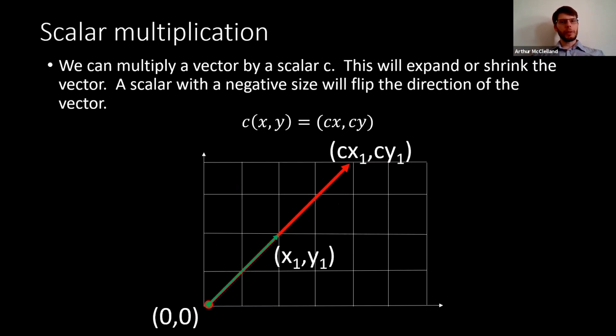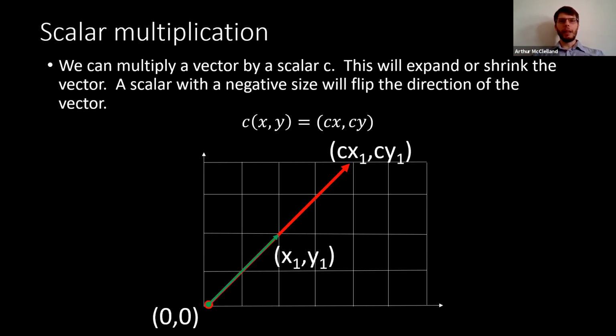We can do scalar multiplication of vectors. If we have our green vector x1, y1, we multiply it by some scalar c. A scalar is just a number, remember? So if we let c equal 2, we go from the vector being 2, 2 to the vector being 4, 4. And if we're doing it algebraically, we just multiply c times the x coordinate and c times the y coordinate.